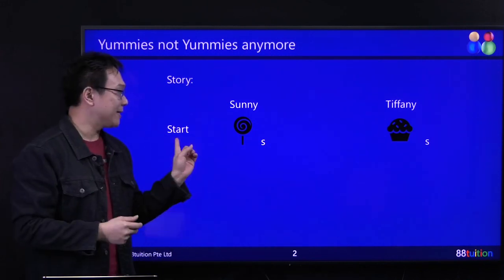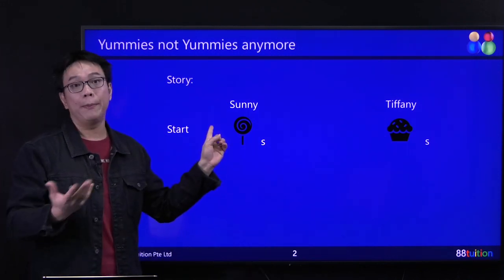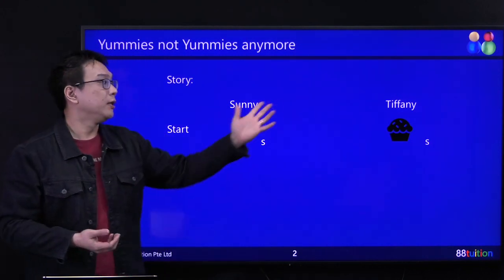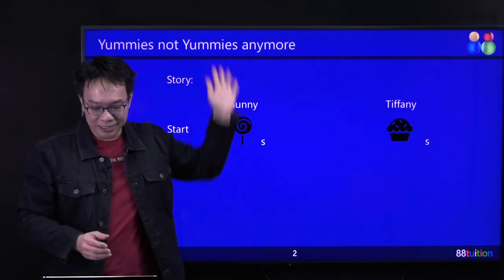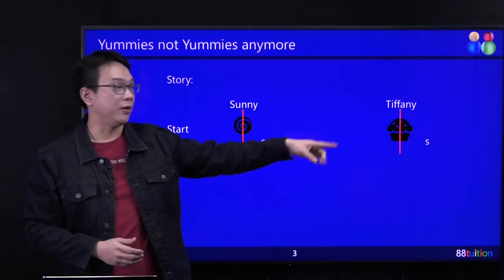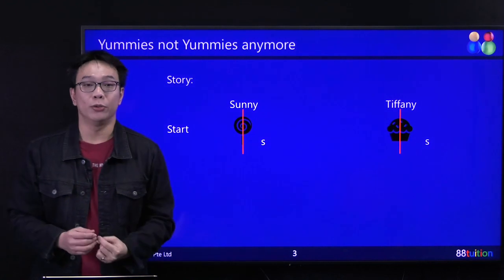So what happened? At the start, Sunny got candies. How many? I don't know. If I knew, I would have written the answer here, right? Tiffany got muffins. Then what happened? Half of the candies were given to Tiffany, and half of the muffins came over to Sunny.